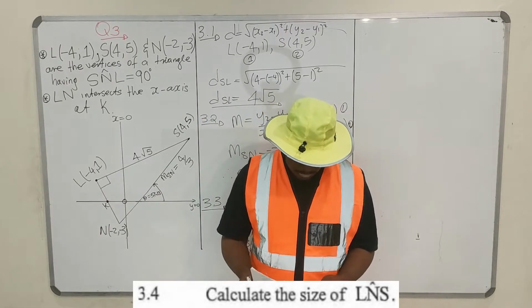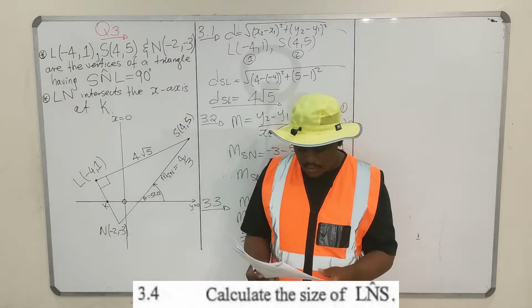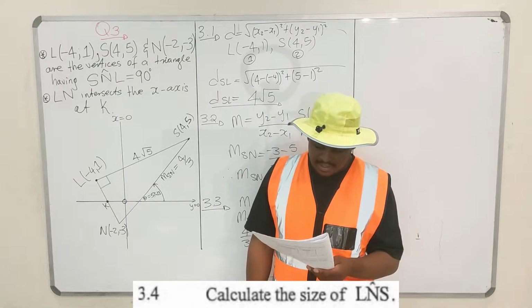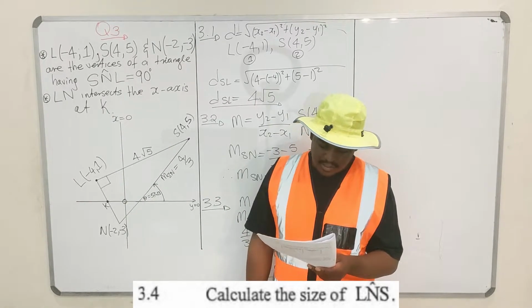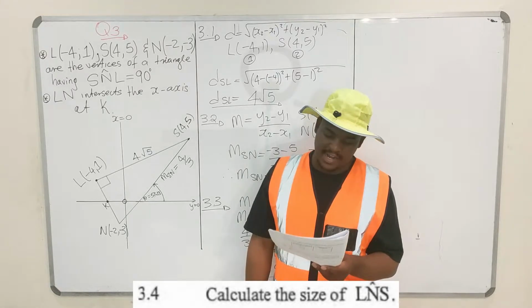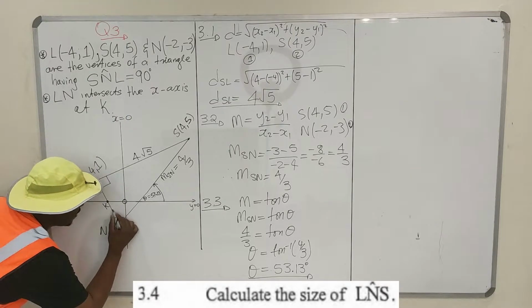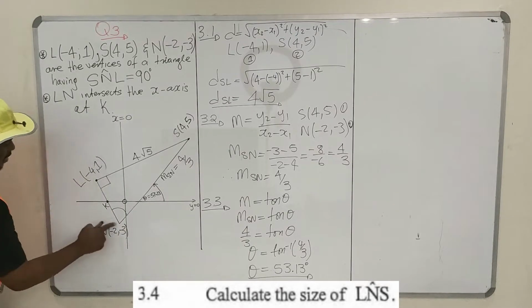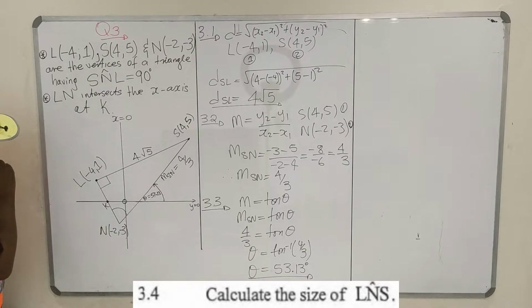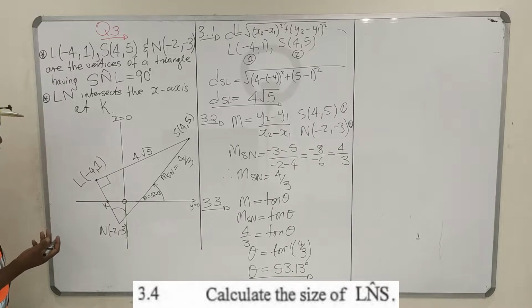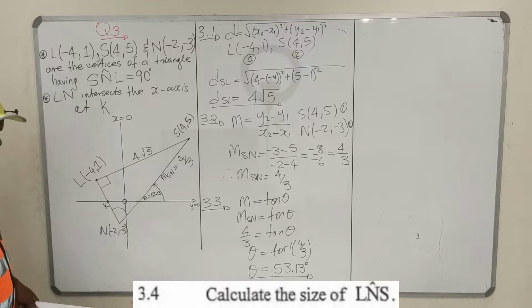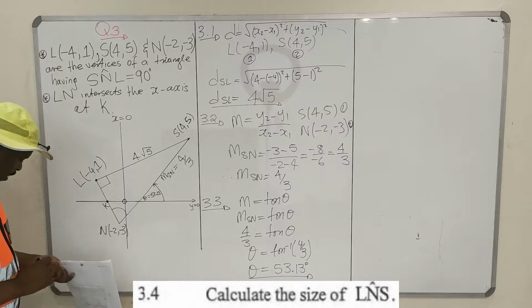So we move. They're saying calculate the size of angle n in triangle LNS. So they want you to find this angle here, n, in this triangle, right? There are a few ways in which you can approach this. I'm just going to do all of them because I'm in a code mode today. I'm not going to do one, I'll do all of them. So, how do we do that?